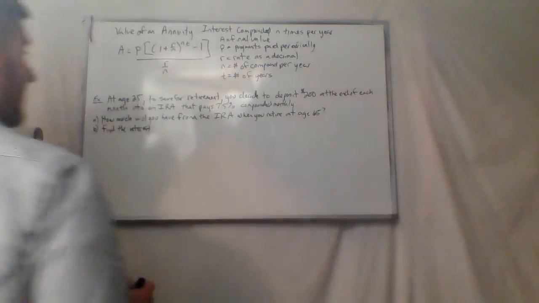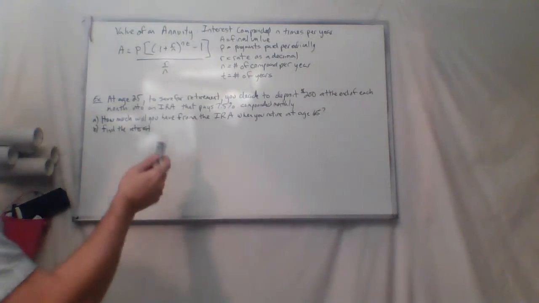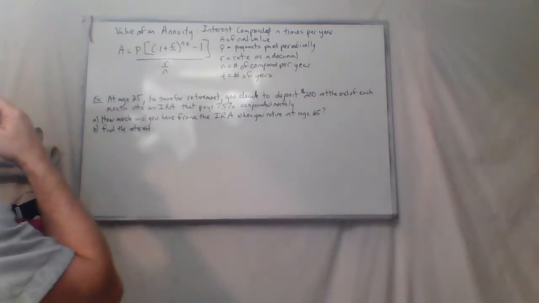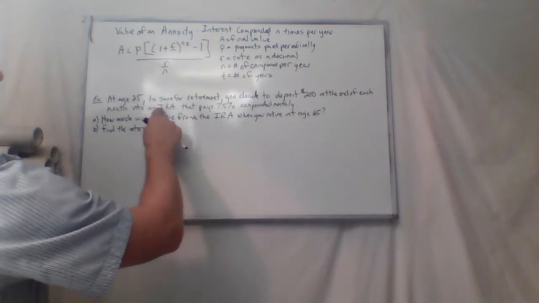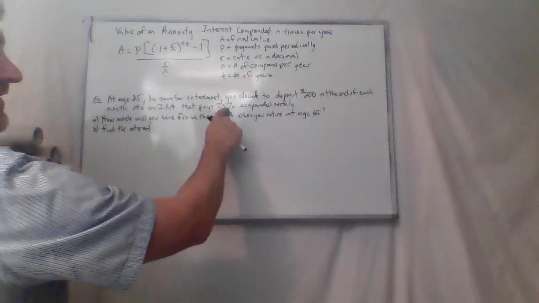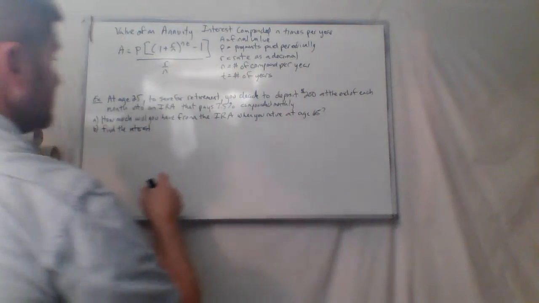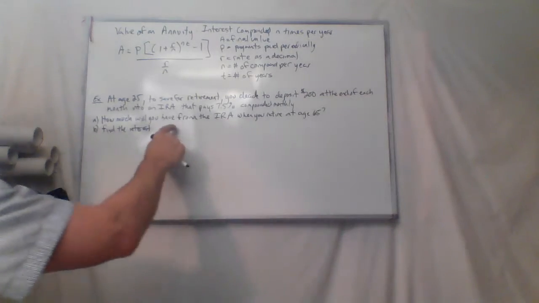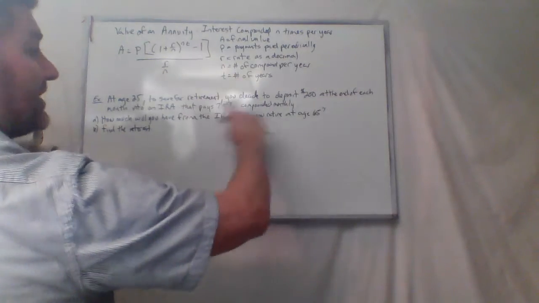So at age 25, to save for retirement, you decide to deposit $200 at the end of each month into an IRA that pays 7.5% compounded monthly. I want to know how much will you have from this IRA when you retire at 65?